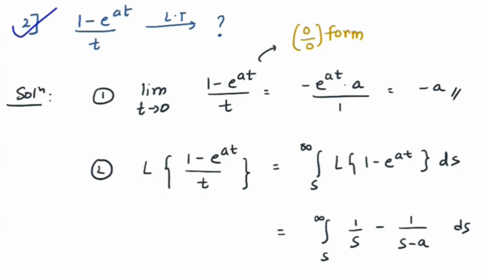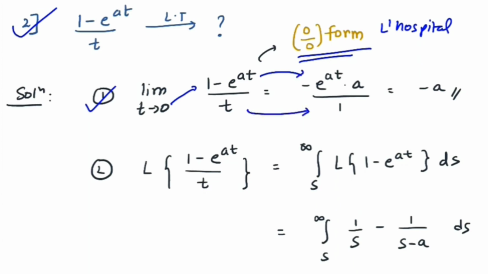1 minus e raised to plus at upon t, what would be the Laplace? Again we have to check the limit, because the form is f of t over t. So limit t tends to 0 of 1 minus e raised to plus at upon t. Now if I substitute t directly in the function, I will get 1 minus 1 upon 0, so it's basically 0 by 0 form. If it is 0 by 0 form, I can use L'Hospital's rule, which suggests that if you have 0 by 0 form, then you can take the differentiation of numerator and the differentiation of denominator with respect to the variable.